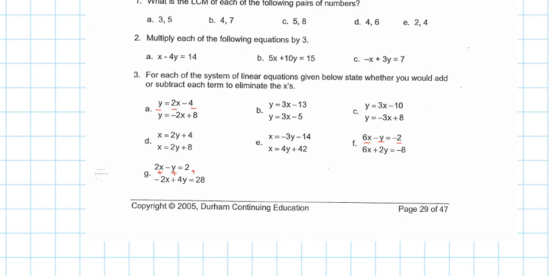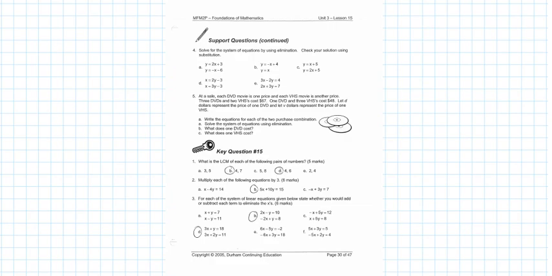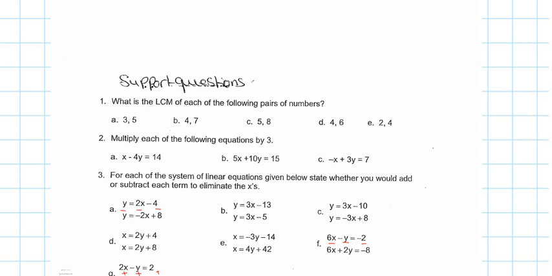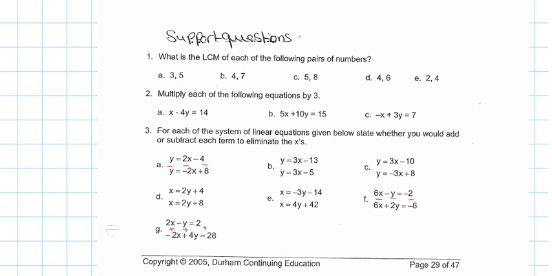Help on that one. Can you go back? Which one? Number 1. What's wrong with number 1? I don't know. What do you do? What is the lowest common multiple? No, not that. What is the? Oh yeah. What is that? So let's go back here.